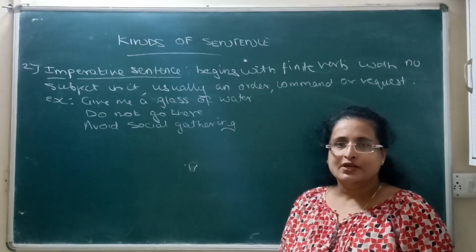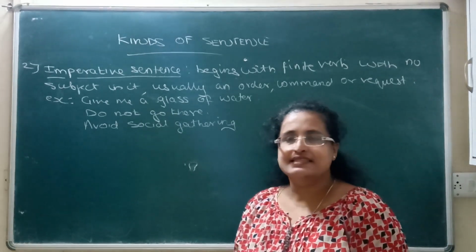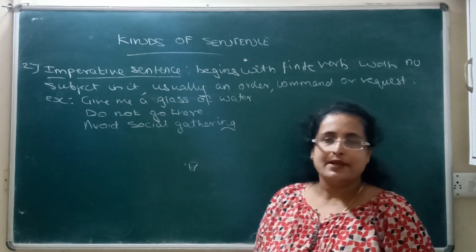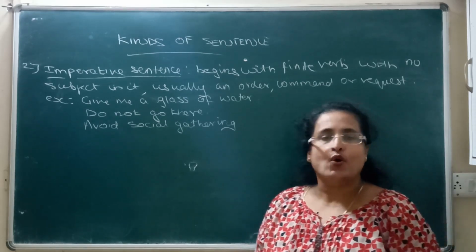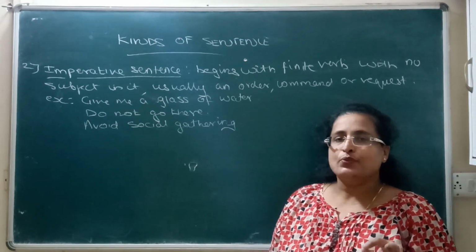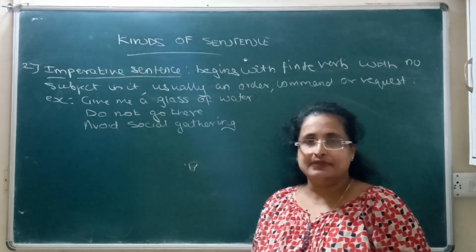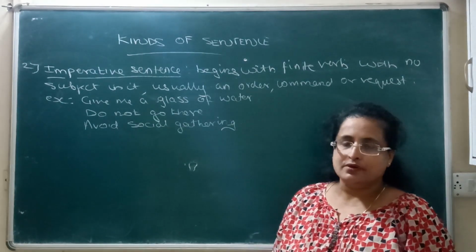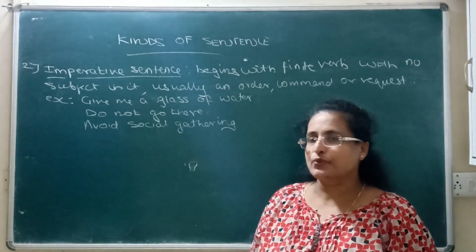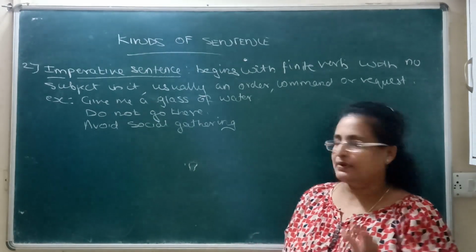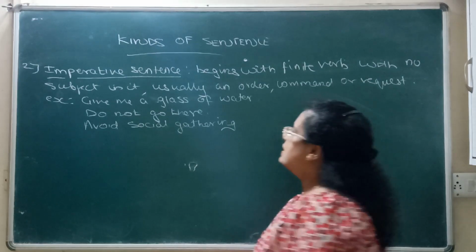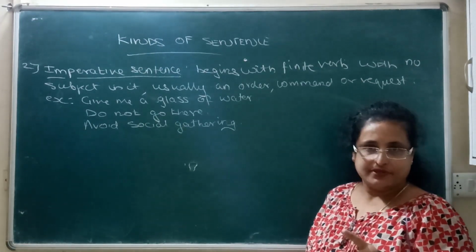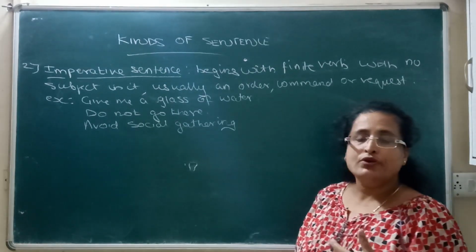Okay, let's begin now the next sentence, that is imperative sentence. Now, what is an imperative sentence? Imperative sentence is an order. Basically, remember, it always starts with a finite verb. It doesn't have a subject in the beginning. It always begins with a verb, usually an order or a request or a command or an advice. See the example. Give me a glass of water. See, give me. It starts with the verb give. Alright. See the next one. Do not go there.